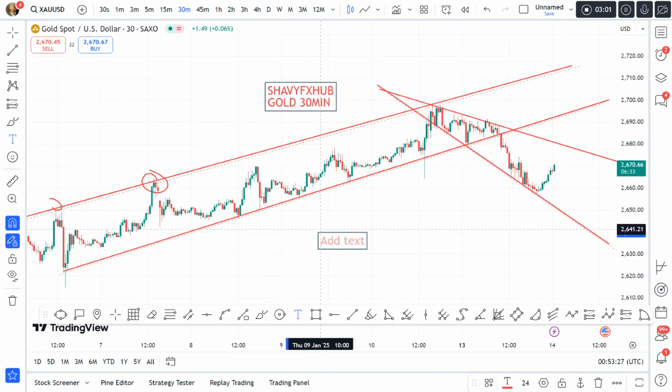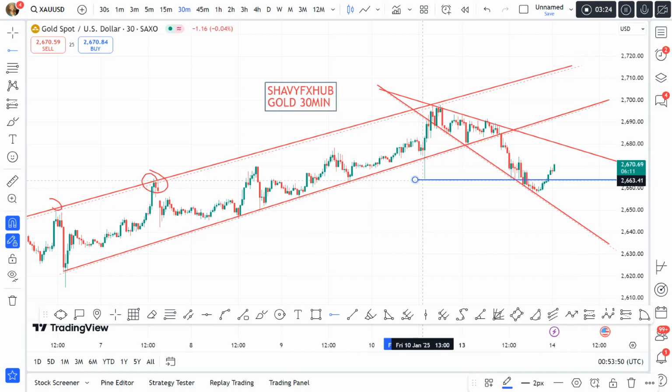So what we see here is that we have price break above 2665. That's a good one. You can see a break above that level and price has retested it. It is a confirmation of buy impulse.